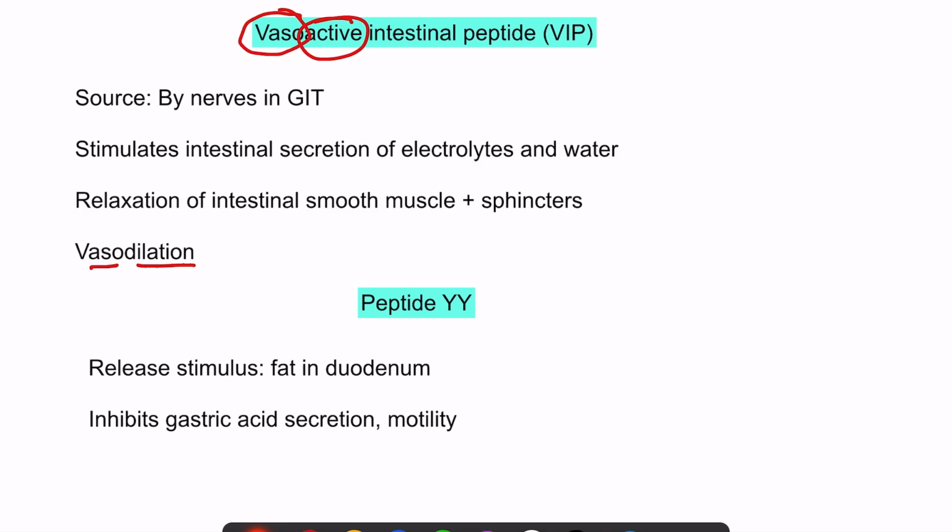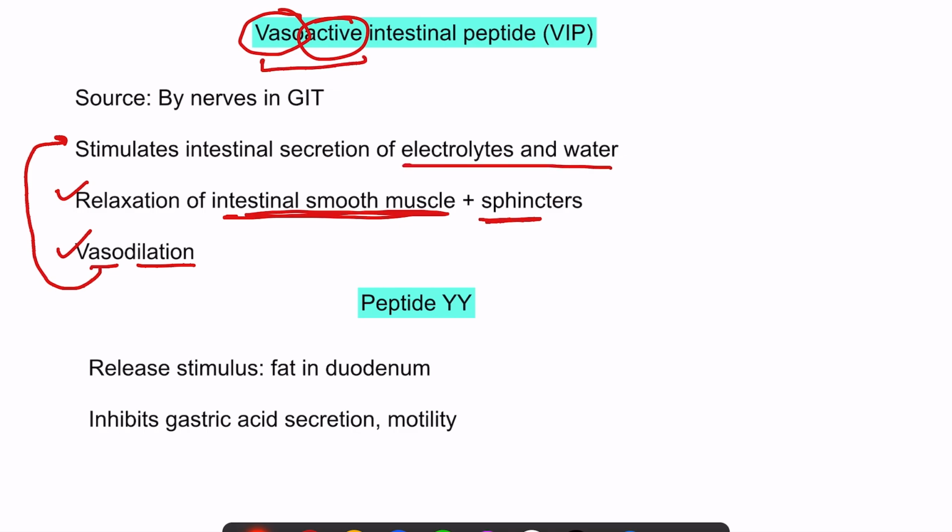For vasodilation, it causes relaxation of the smooth muscle. Yes, it causes relaxation of the smooth muscles of the blood vessels. It also causes relaxation of intestinal smooth muscle, and it also causes relaxation of the sphincters as well. Then, because it is causing vasodilation, it stimulates intestinal secretion of electrolytes and water. So, by remembering this vasoactive word, you can remember its functions.